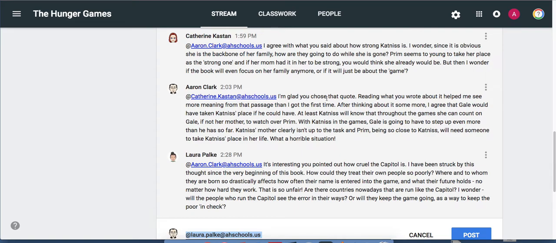I said, I'm glad you chose that quote. Reading what you wrote about it helped me see more meaning from that passage than I got the first time. After thinking about it some more, I agree that Gale would have taken Katniss's place if he could have. At least Katniss will know that throughout the games she can count on Gale, if not her mother, to watch over Prim. With Katniss in the games, Gale is going to have to step up even more than he has so far. Katniss's mother clearly isn't up to the task, and Prim, being so close to Katniss, will need someone to take Katniss's place in her life. What a horrible situation.